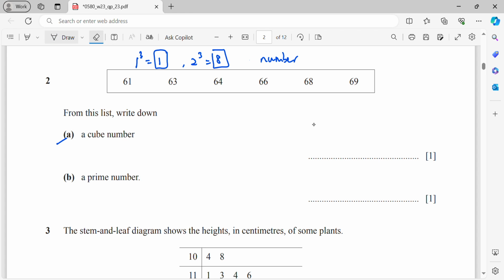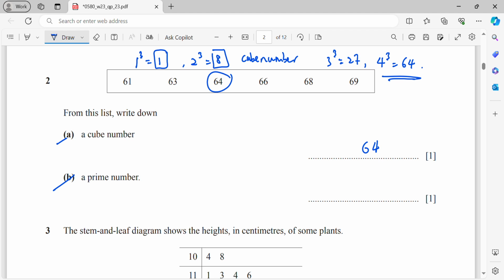Right. So therefore, if you consider 3 cube, that is 27. And then 4 cube, that is 64. Therefore, our answer is 64, because 4 cube equals 64.